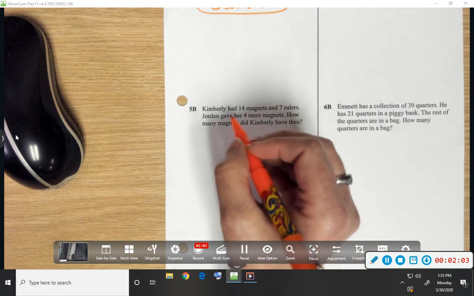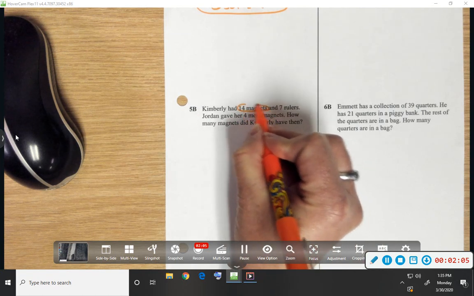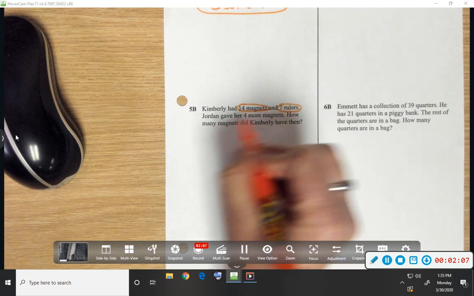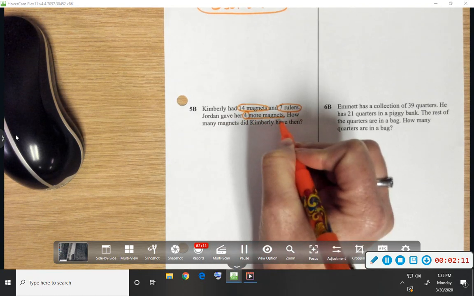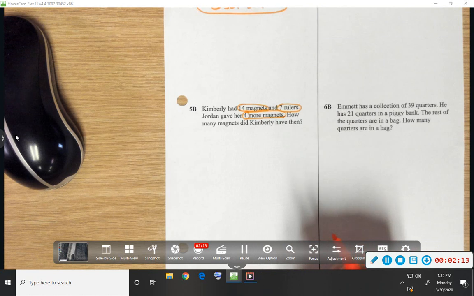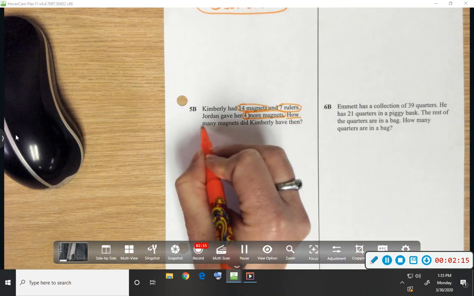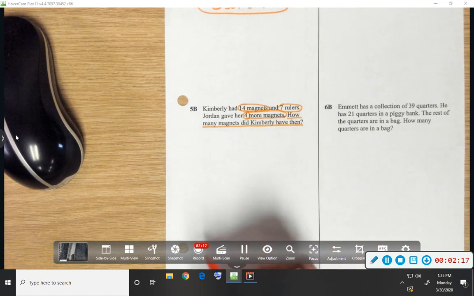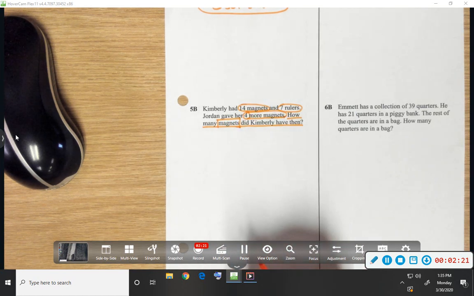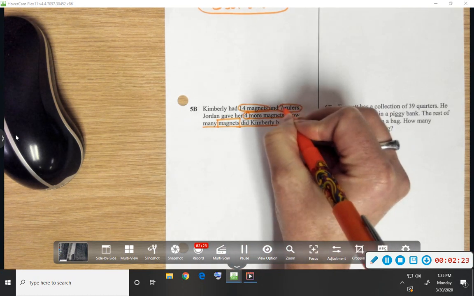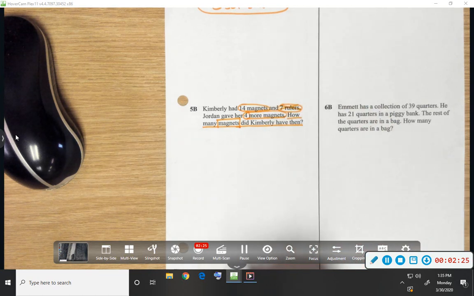Okay, so I'm going to go back and circle my information. 14 magnets, 7 rulers, 4 more magnets. Okay? Now I'm going to underline my question, how many magnets did Kimberly have then? What is it asking for? It's asking for magnets, isn't it? So do I need rulers? Nope, that's just extra information.